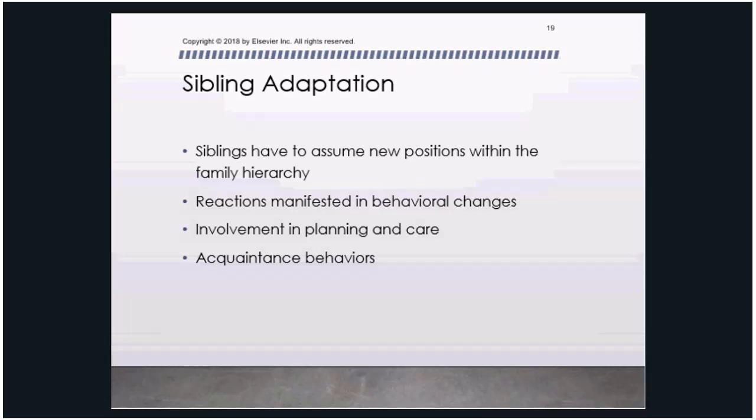Sibling adaptation: siblings have to assume new positions within the family hierarchy. Reactions manifest in behavioral changes. You may have outbursts, or the sibling may adapt well. Involvement in planning and care is important, as are acquaintance behaviors.